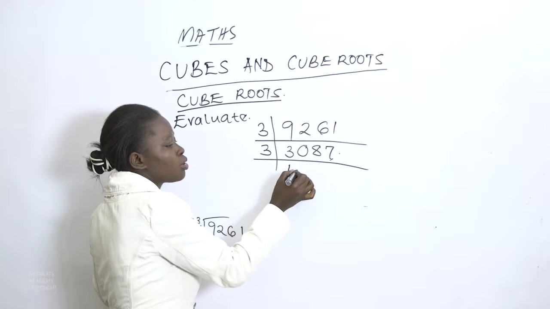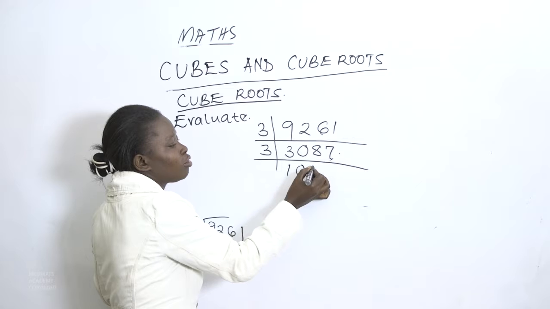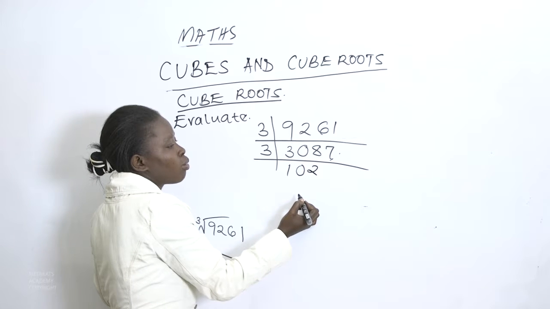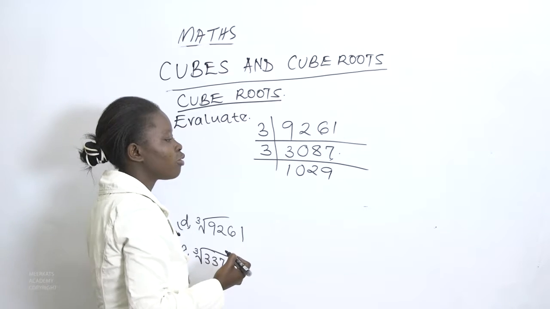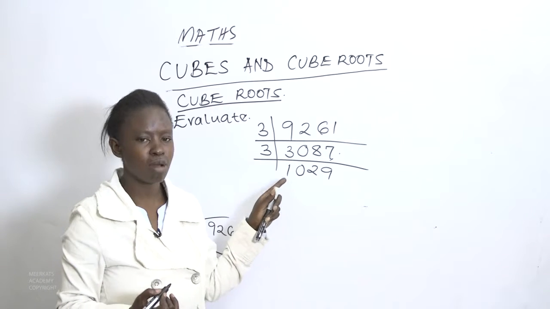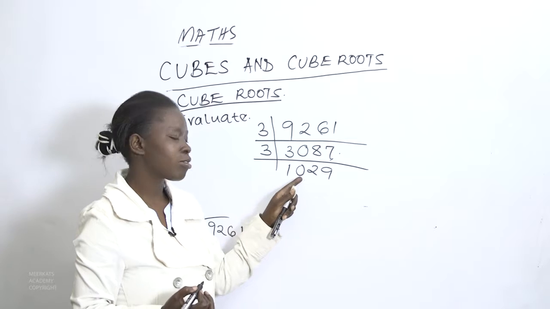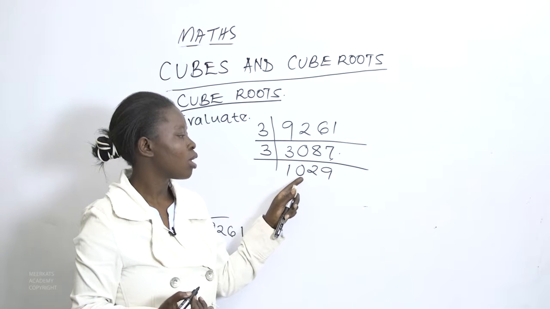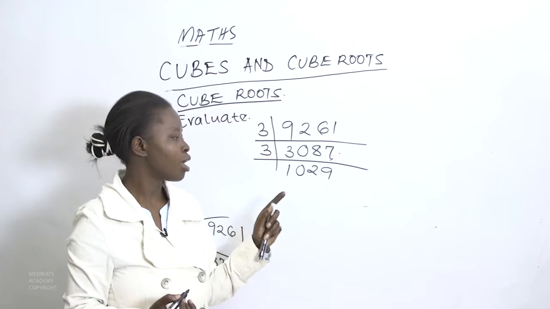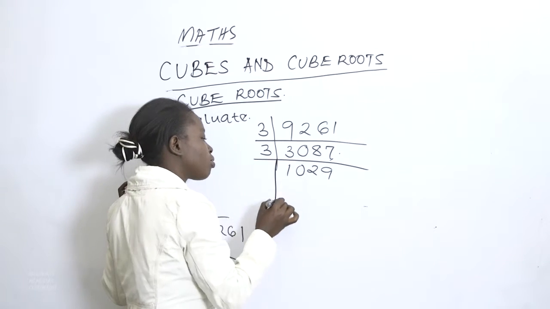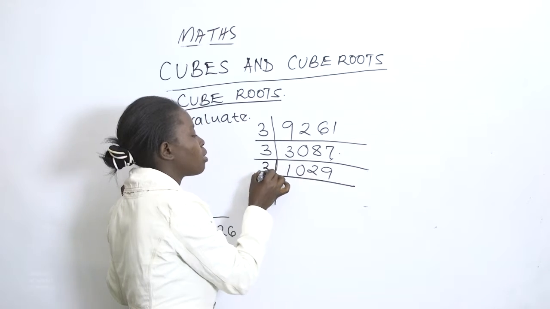3 into 3, 1. 3 into 0, 0. 3 into 8, 2. Because of 6, we are left with 27 into 27, that is 9. Let me find out if this number is still divisible by 3. So I have 1 plus 0, that is 1. 1 plus 2, that is 3. 3 plus 9 is 12. So 12 is a number that is divisible by 3. So it means I still continue with my 3.